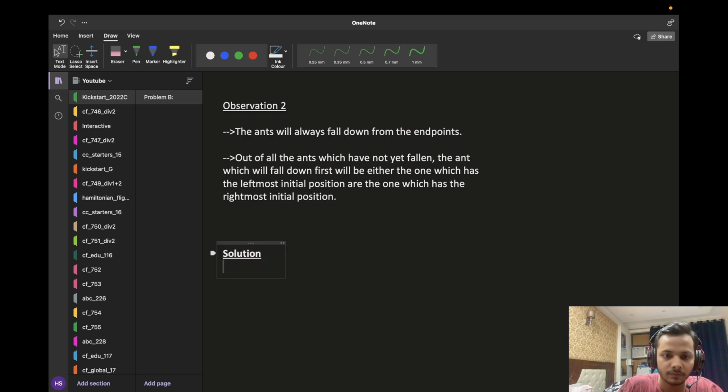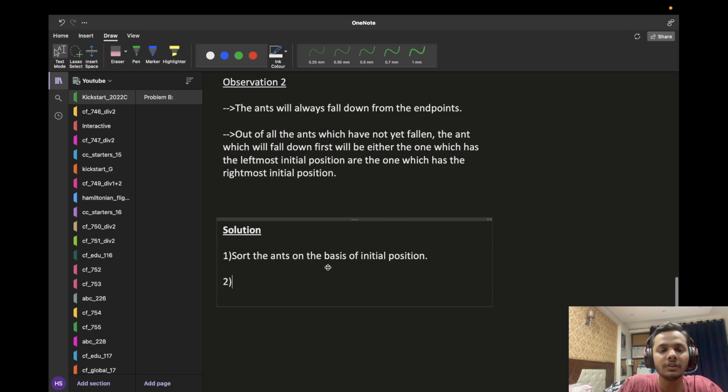Okay, so the solution will look something like this. I have almost described the solution. It's just a matter of formalizing things now. So what we'll do is, the first step is to sort the ants on the basis of initial position. Okay, this is the first thing we will do.